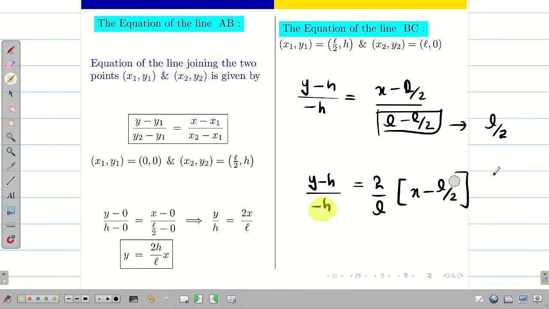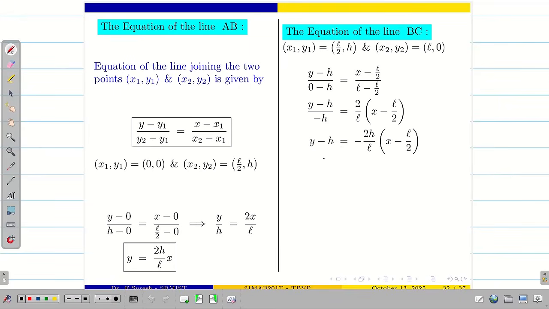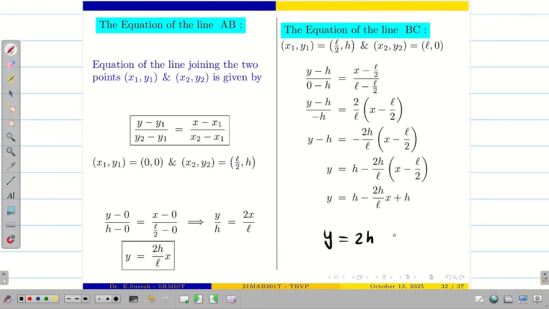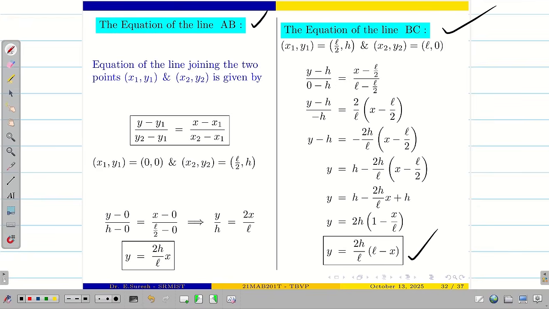Next we have to take this minus h to the other side, that is, to the right hand side, so y is equal to h. Now multiply this minus 2h by L inside, we get 2h by L into x, minus into minus plus 2h by L into L by 2, that is y equal to h minus 2h by L x plus h. Therefore, y is equal to 2h minus 2h by L x. Now we can take 2h by L in common. So in the first term we get L, in the second term we get minus x. That is my y. So we found y along the line AB and along the line BC.